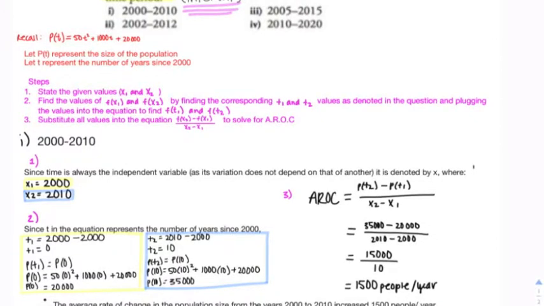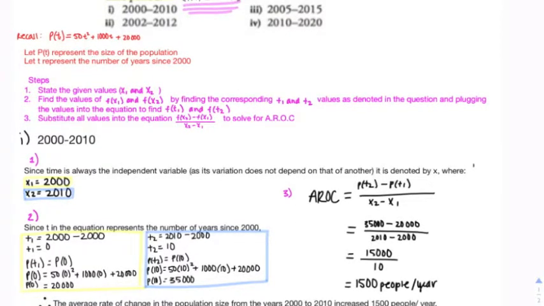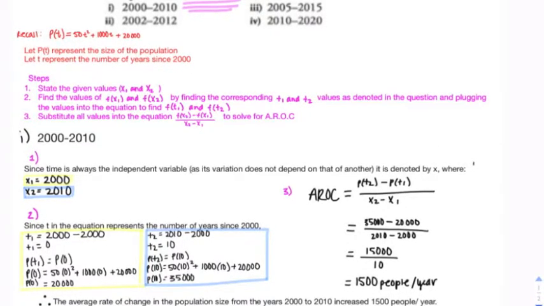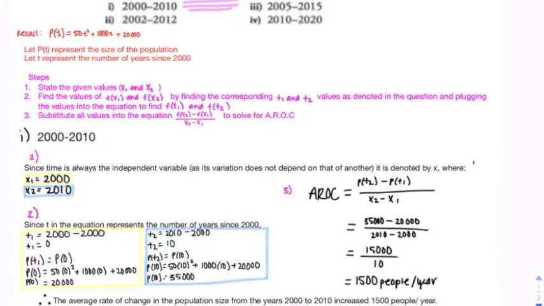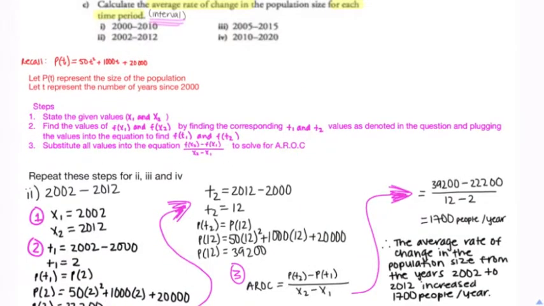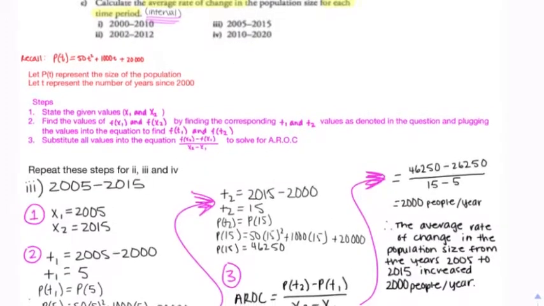The third step is to plug in these values into the AROC, or average rate of change formula, and solve. In this case, the average rate of change in population size from 2000 to 2010 increased by 1,500 people per year. Note that a positive value indicates an increase and a negative value indicates a decrease. These steps are repeated for each part of 11C. Note that each step is indicated on each slide.